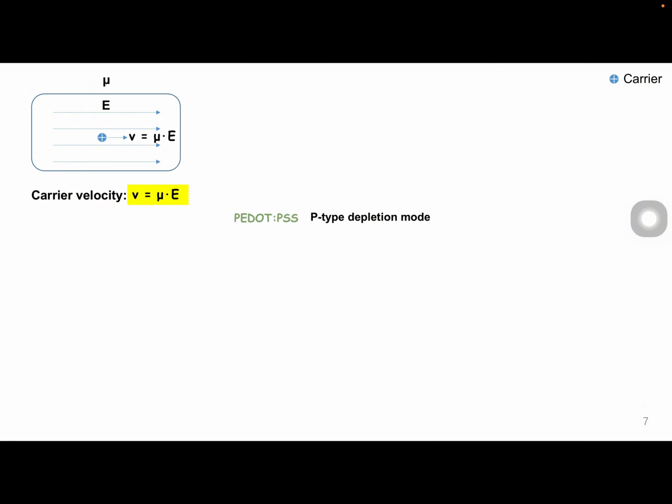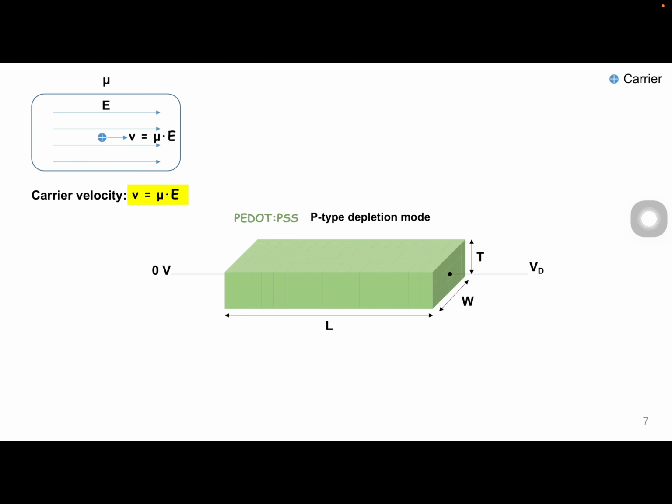Using PEDOT:PSS as an example, its length, width, and height are L, W, and T, respectively. If we apply a VD voltage on the source and drain, the carrier velocity will be mu times E. Here, E equals VD divided by L, so the carrier velocity equals mu times VD divided by L. This is the first part of the GM formula.